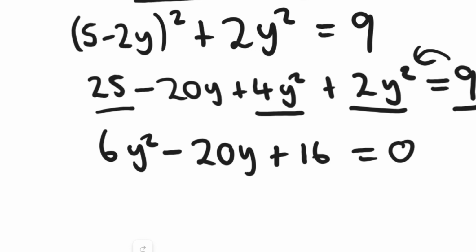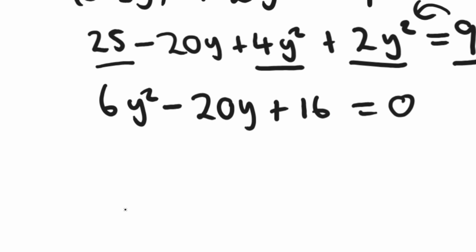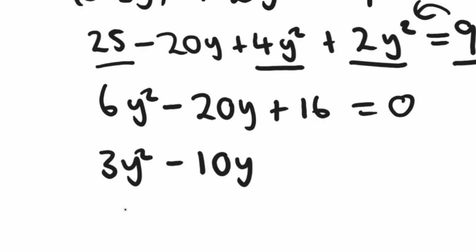From here, we have a quadratic equation with a variable y. Now let's just divide by 2, the highest common factor in all of these three terms. Let's divide by that 2, to make it simpler for us to factorize. So we divide by 2 here, we get 3y squared minus 10y, and then plus 8. That should give us 0.